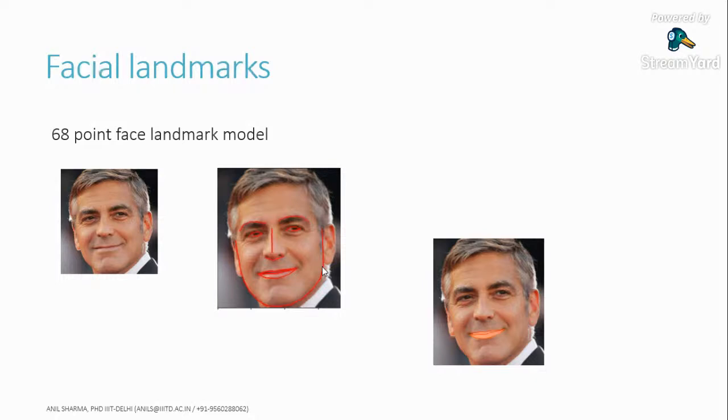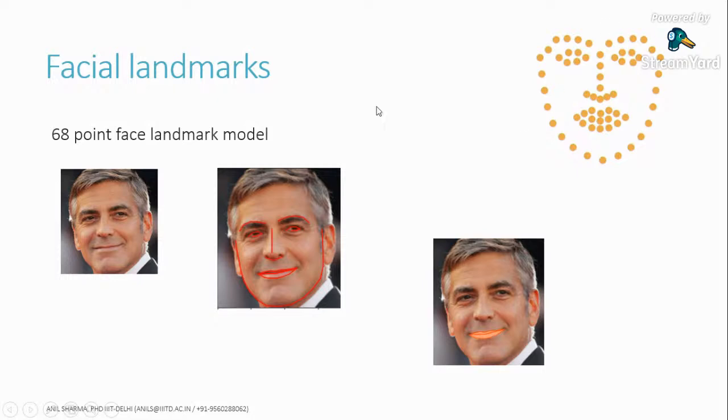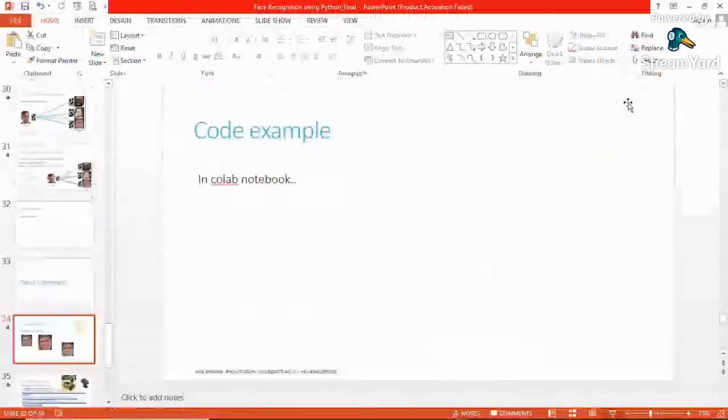Other than the fun stuff, we can also use it for improving the accuracy of our face recognition pipeline. Let's say the face is slightly looking towards the right or left and the face recognition accuracy is not coming out to be good. We can use this 68-point face landmark model to align the face towards the front. We can do this using affine transformation. So let's see how to do some fun stuff with the face images.